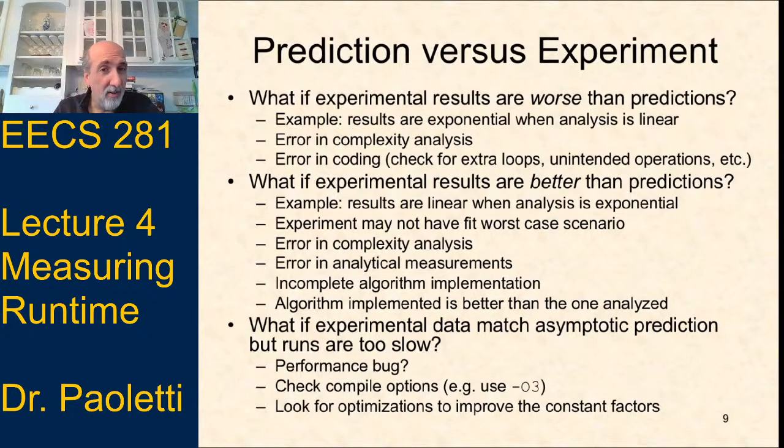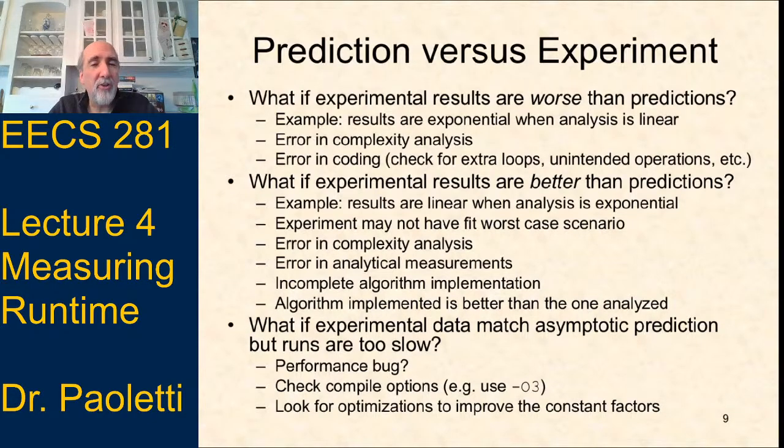Well, there could be an error in the complexity analysis. We could have made a mistake when we said a binary search is log n. Seems unlikely, that's pretty well known. So then it could be an error in coding. It says check for extra loops, unintended operations, etc. I think the passing by value could be considered an unintended operation. We did not intend to copy that whole vector, but we did.